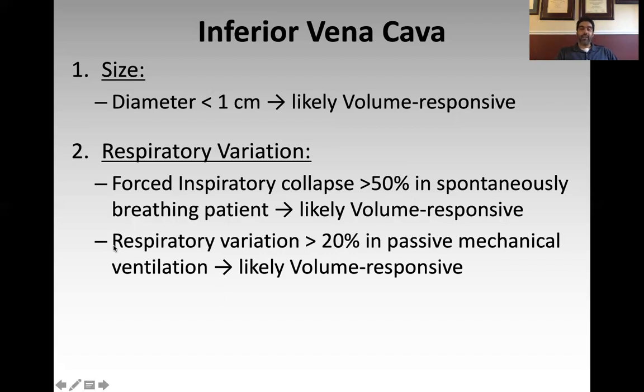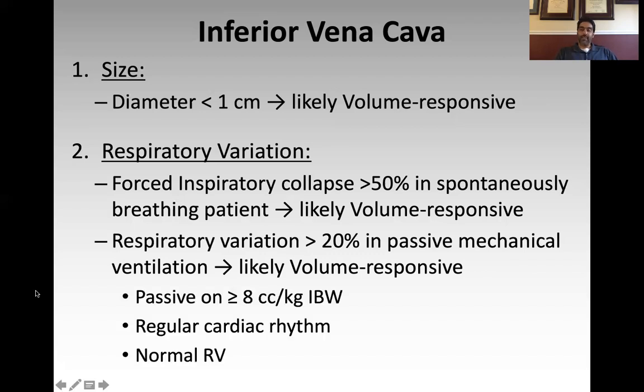The second scenario is the patient who's on the ventilator, invasive mechanical ventilation. Okay, they will have respiratory variation, or in this case, what's called respiratory distensibility of the IVC by more than 18 to 20%. So what that means is when the vent cycles into inspiration, the IVC distends by at least 18%. And in that patient, they're likely to be volume responsive. But that is only if they meet all four of these criteria.